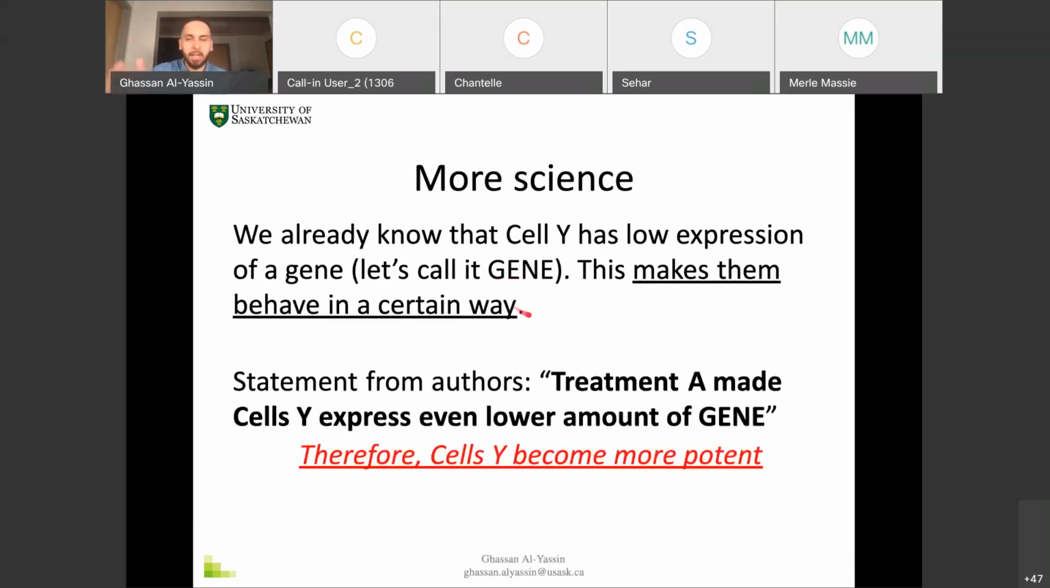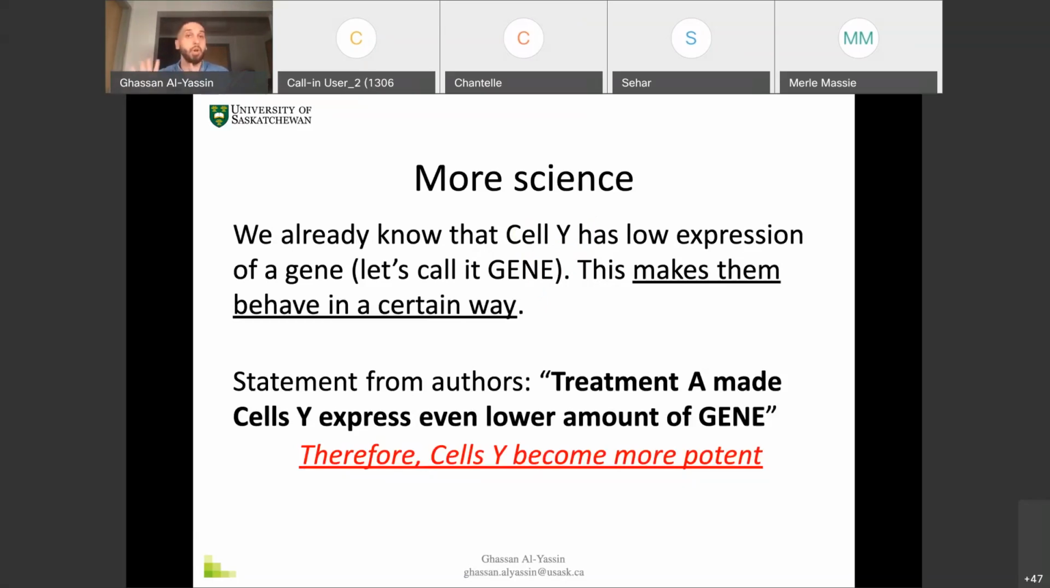Now, there are many other people who have studied cells Y because they are important in the field of immunology. And it turns out, when cells become Y, there's a gene in there, they just make less of it. And when they make less of it, those cells that are called Y start behaving in a certain way. So you have cells X, cells Y. Cells Y are important. Cells X, useless. Cells X make a lot of gene. Cells Y make less of this gene, and that gives them a different behavior.